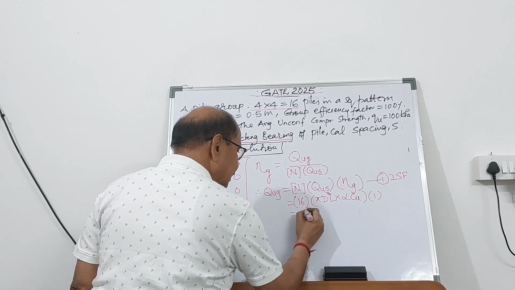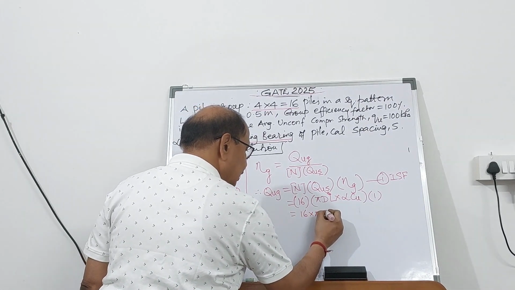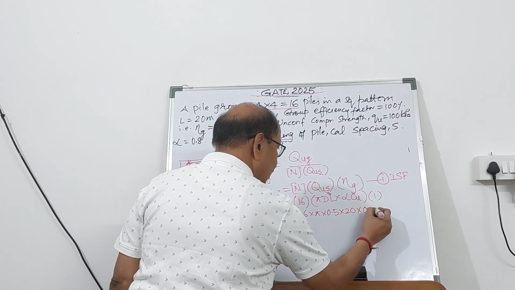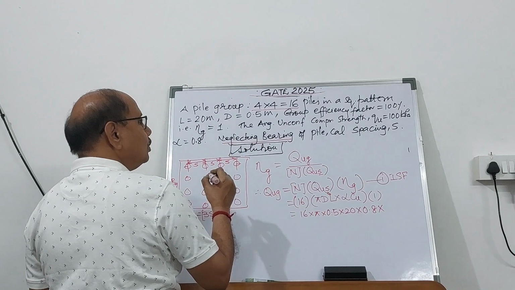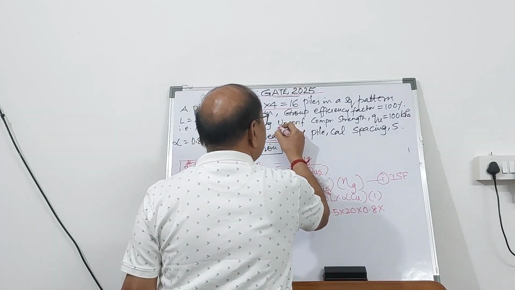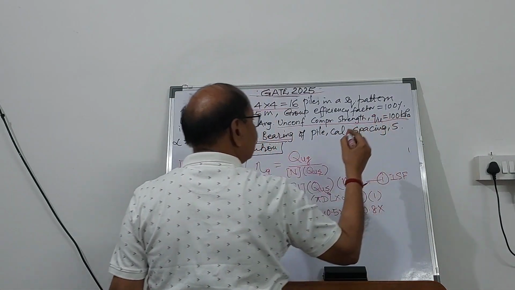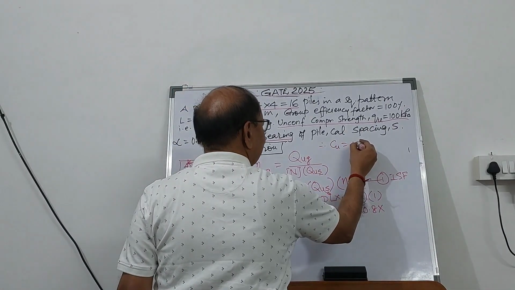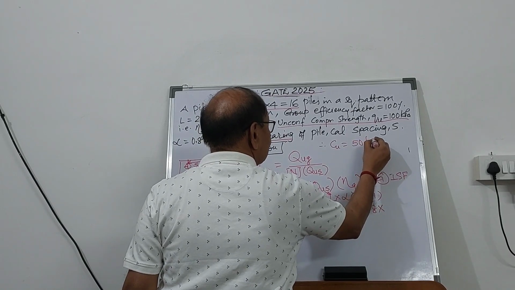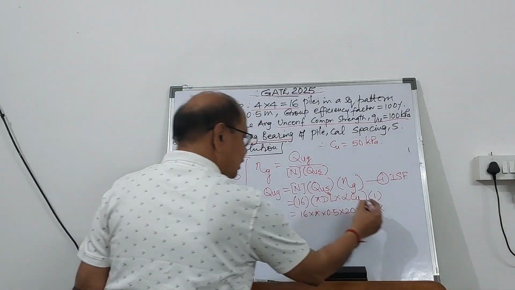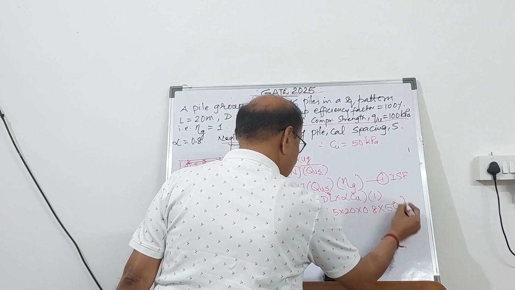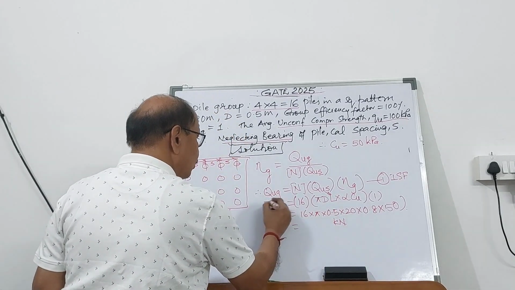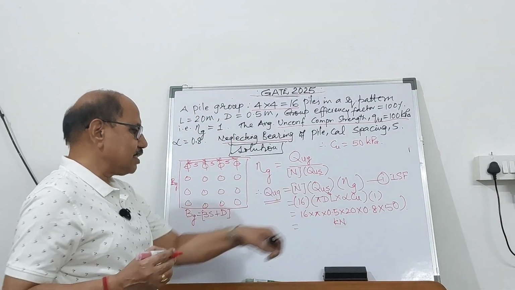Now, if you simplify this, 16 into pi into d into L into alpha. Now, Cu will come from unconfined compressive strength Qu equal to 100 kilopascal. Therefore, Cu will be Qu by 2, that is 50 kilopascal. So here you take Cu as 50 and calculate this in kilonewton. So you know the value of QUG. This is based on ISF.